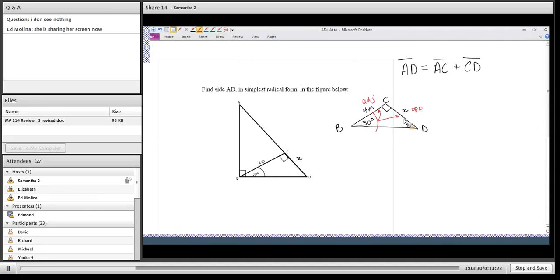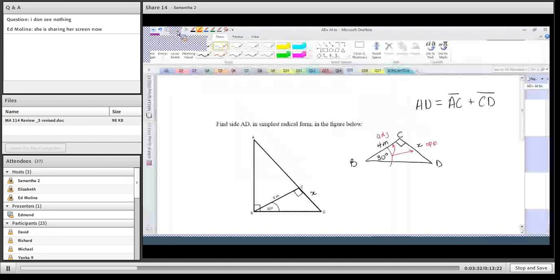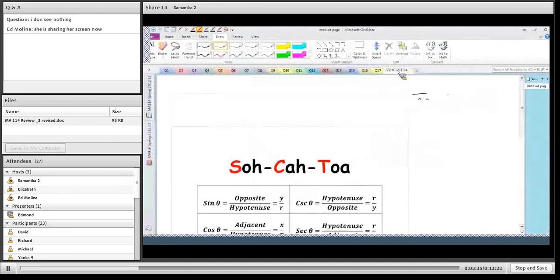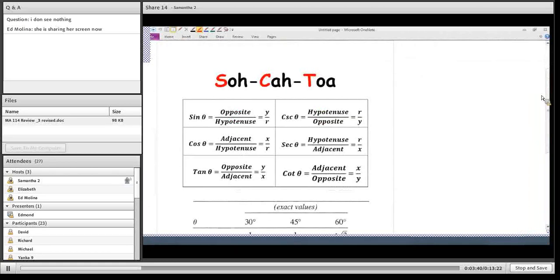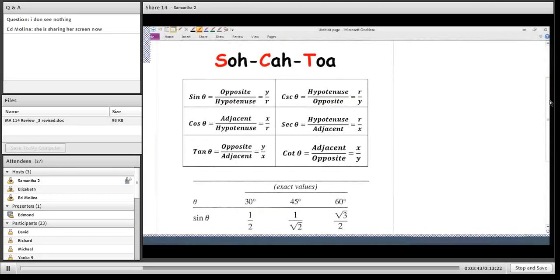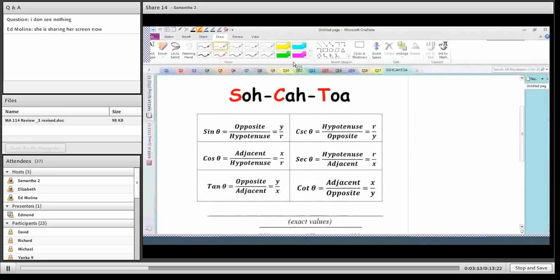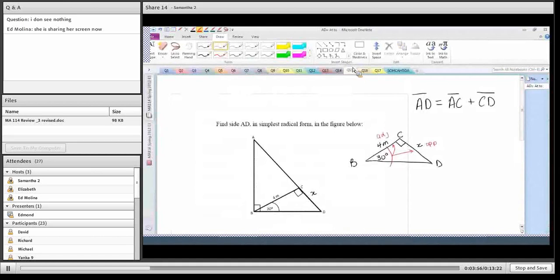Now if you want, take a look at this. I created this. You should be able to see SOHCAHTOA, a way to remember all of the trigonometric functions. The one that we are going to be using in this problem is tan: opposite and adjacent. Let's go back to the question, which is 15. So we're using tan. So tan of 30 degrees is equal to side X over 4. Opposite over adjacent.